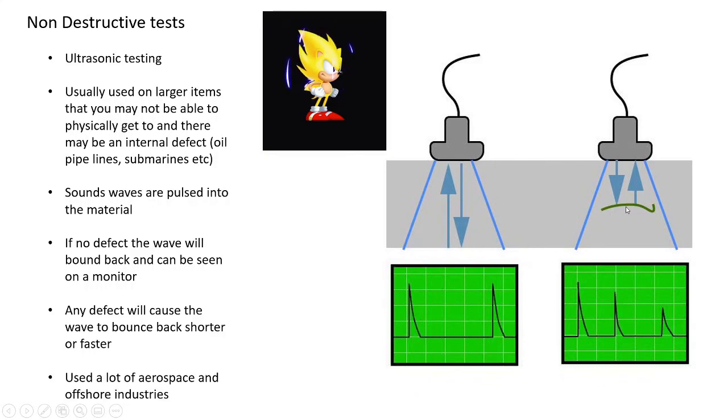So if there are any cracks or anything like that, the sound wave will bounce in and come back up again, but it won't be as long as it should be. You'll have your measurement of what a perfect sound wave would be, but if it comes back shorter, that means there must be an error there. It's used a lot, as I said, in offshore industries, aerospace, that sort of thing.